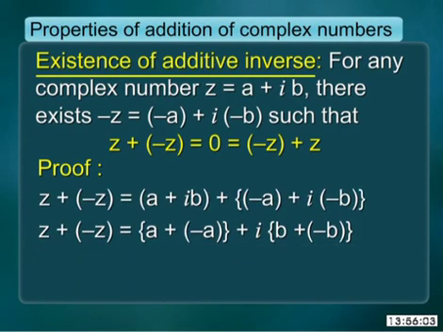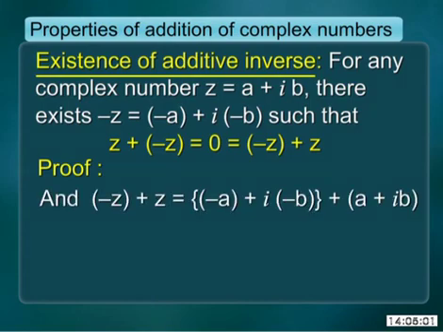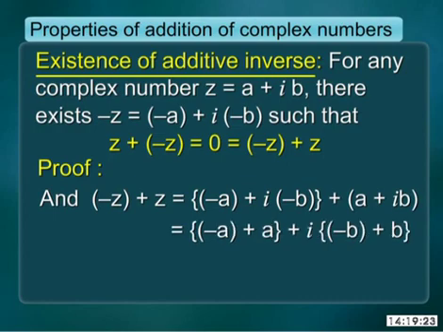which is further equal to 0 plus iota 0, which is equal to 0, and minus z plus z is equal to minus a plus iota into minus b plus a plus iota b, which is equal to minus a plus iota into minus b plus b, which is further equal to 0 plus iota 0, which is equal to 0.